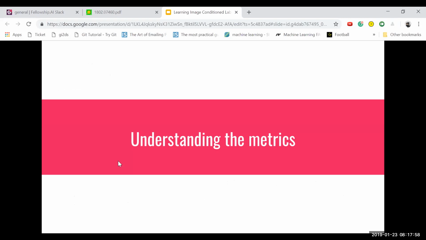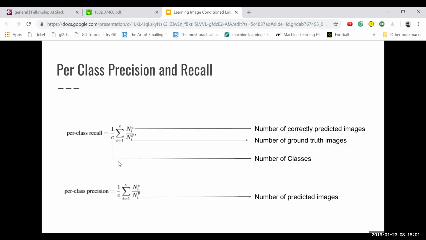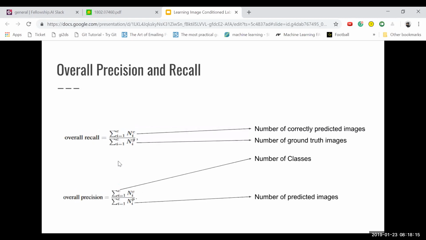Okay, so we'll take a brief look at the metrics. First we have per-class precision and recall. What we do here is calculate precision and recall separately for individual classes and then average them out. The other metrics are the overall precision and recall. Here we sum over the number of correctly predicted images for all the labels and divide by the number of ground truth images in the case of recall. For precision, we divide by the number of predicted images.